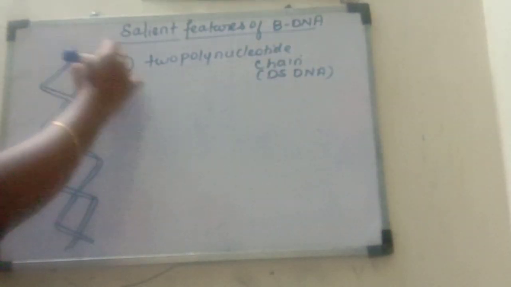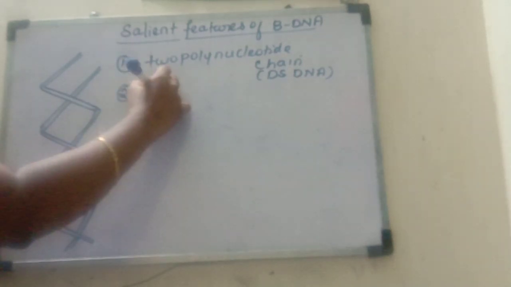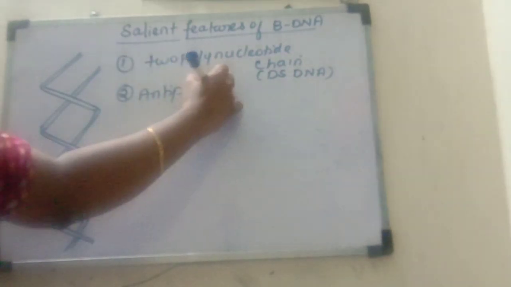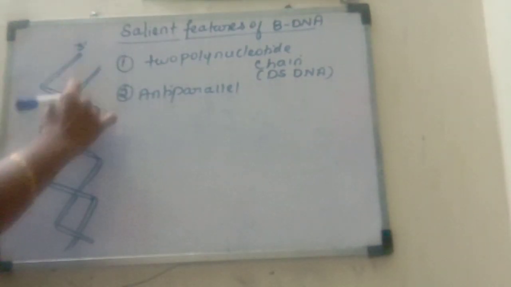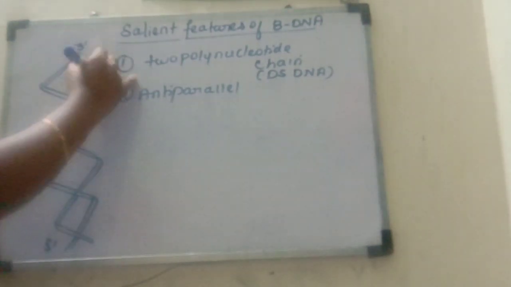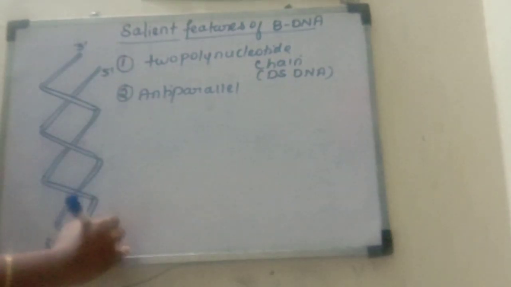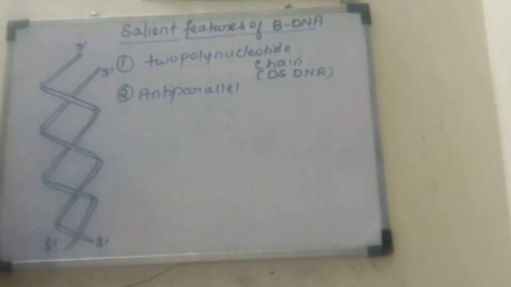The second point is that both the strands are anti-parallel in direction. If one strand is 3' to 5', then the other strand should be in 5' to 3' direction. So this is a very important character of helical DNA.